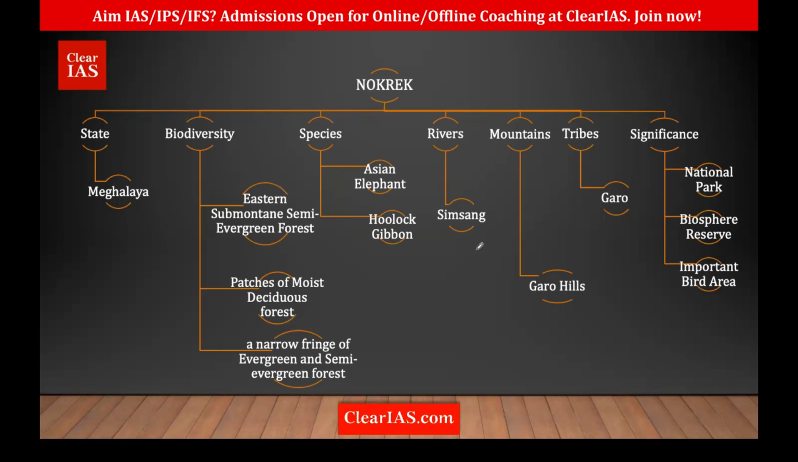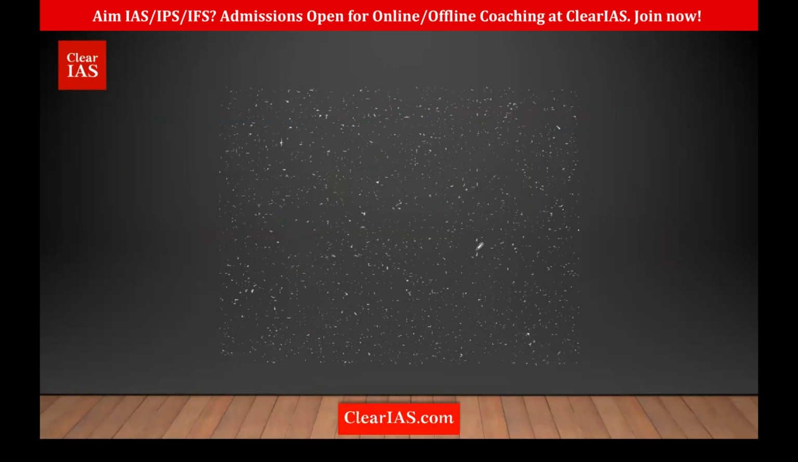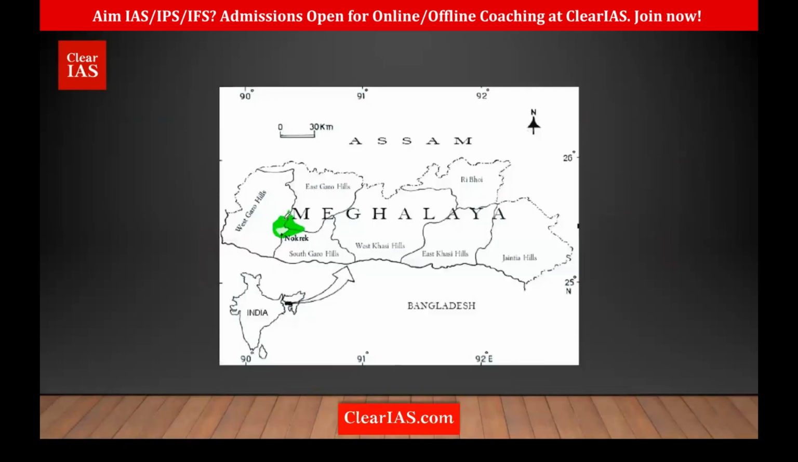Remember the state where it is, Meghalaya, and it is known for the elephant population. It is in Garo Hills, and we can find Garo tribes here. And remember, it is a biosphere reserve. Clear? Okay. So you can see the location of Nokrek, it's here.